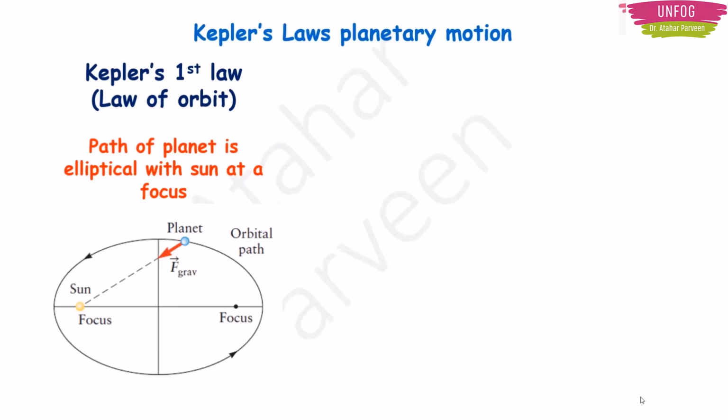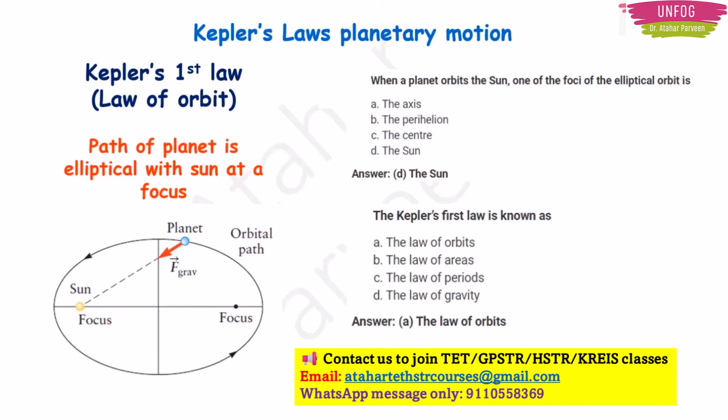For example, when a planet orbits the sun, one of the foci of the elliptical orbit is what? It is sun only. And the second question may be, Kepler's first law is known as law of orbits. So this type of questions they may ask.